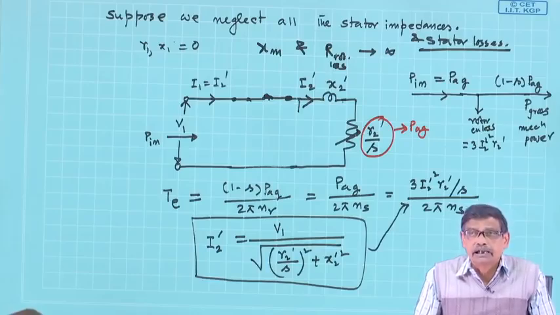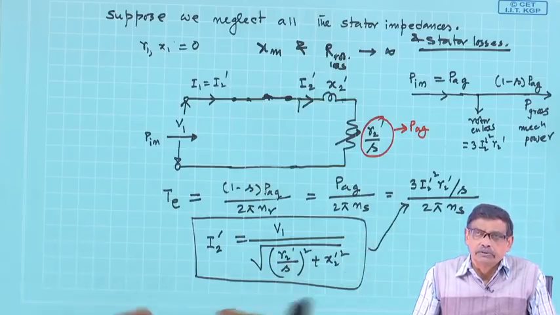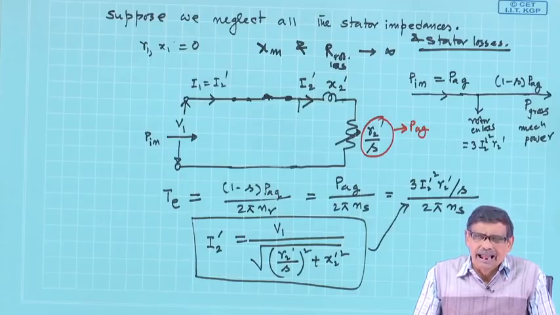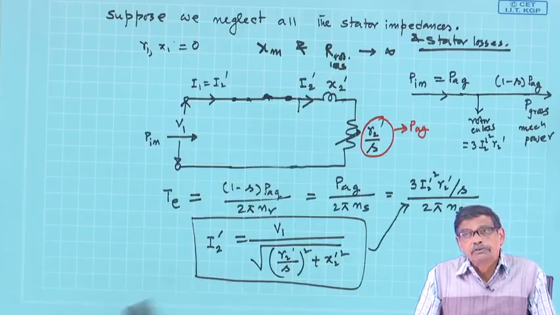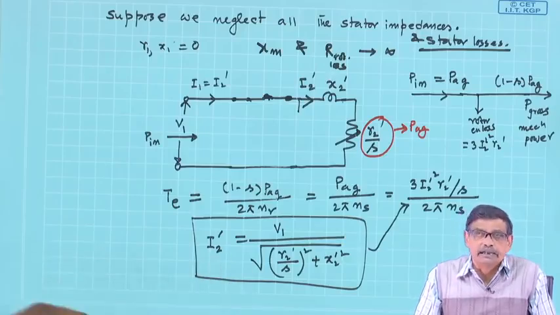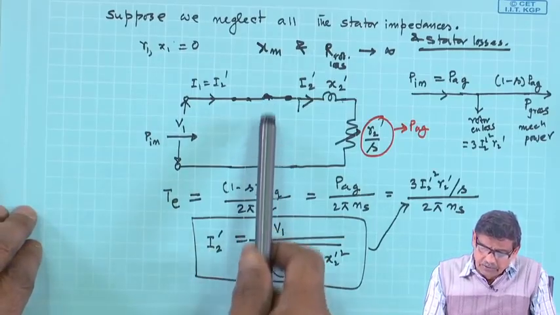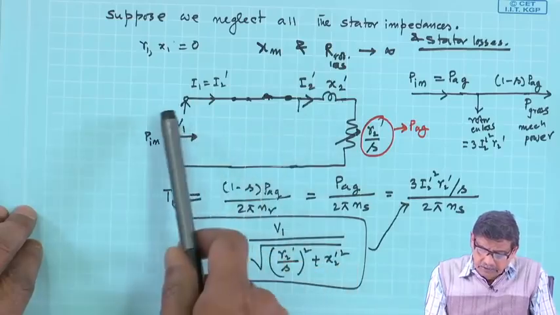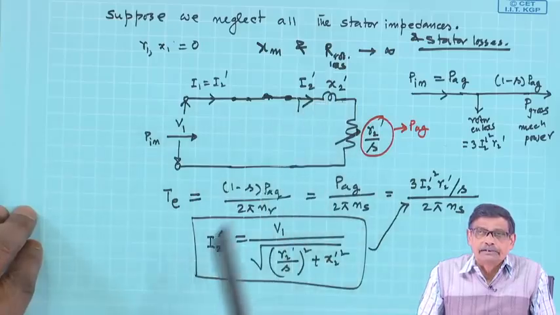Because of the rotation only, eddy current loss will take place. At standstill condition it will also take place, but anyway that will be there all the time with respect to the stator iron, because with respect to the stator iron body the frequency is F, the induced voltage frequency on the stator winding. But anyway, we are assuming that loss resistance is high and Xm is high. So, the equivalent circuit comprises R2 dashed by S and X2 dashed.